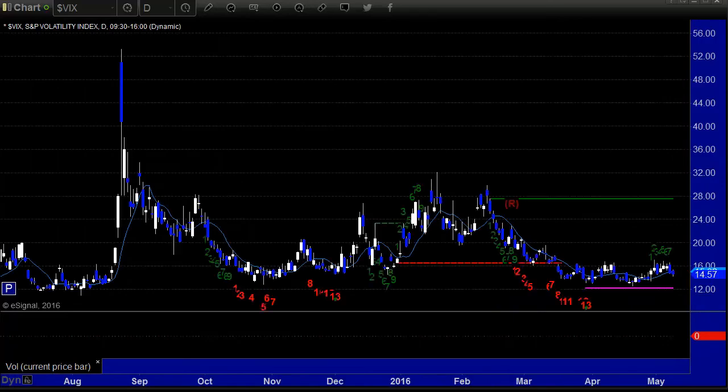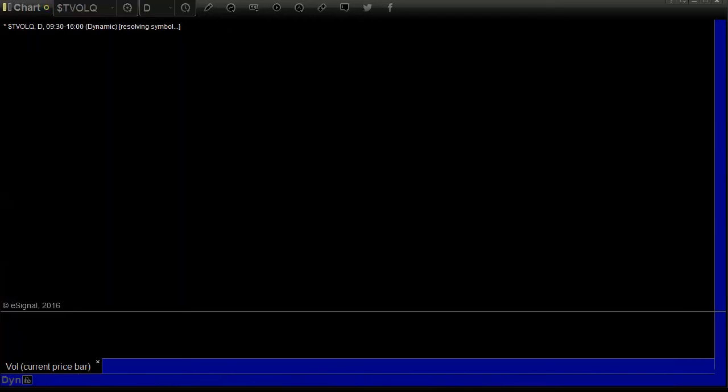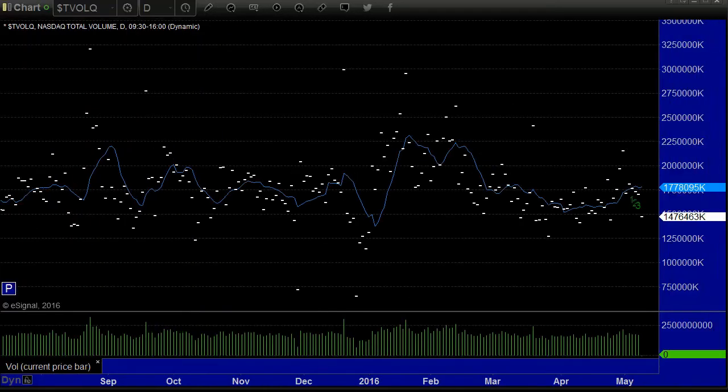The VIX lost 15 cents. Not a big deal. TRIN, another high reading at 1.40. That takes the 10-day moving average up to 1.25. NASDAQ volume, unfortunately, was horrible. 1.45 billion shares on the NASDAQ. As you can see, one of the lightest of the year, probably in the bottom 10.